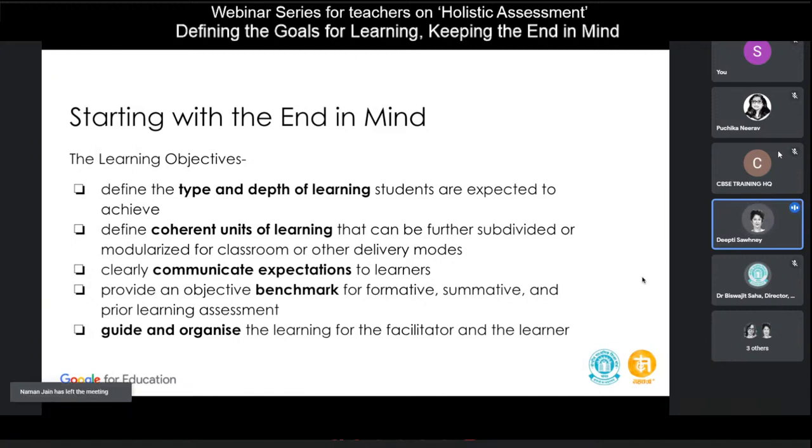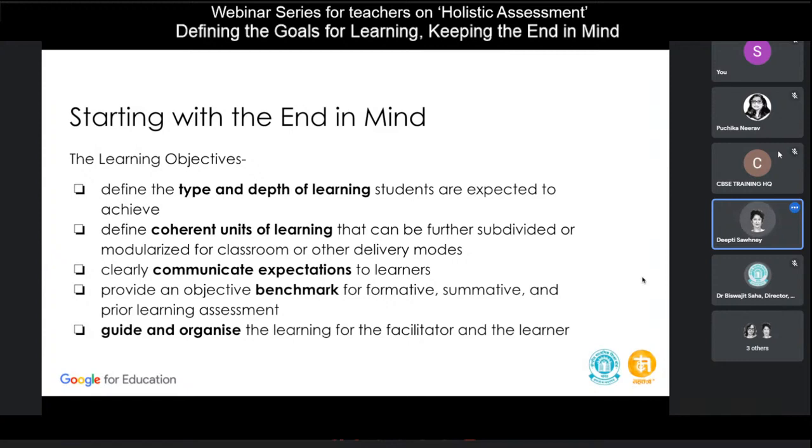So that is why differentiation is so much talked about, because every child is different and every child has a separate starting point, though the learning objectives for all the children in the classroom will be the same. And finally, when we talk about learning, we have to make sure that the learning objectives guide and organize the learning, not only for the student, but for the teacher as well. Hence the importance of writing your lesson plans. So this is the nuance of why we write a learning objective, keeping the end in mind. What are my children in the classroom going to learn at the end of it?